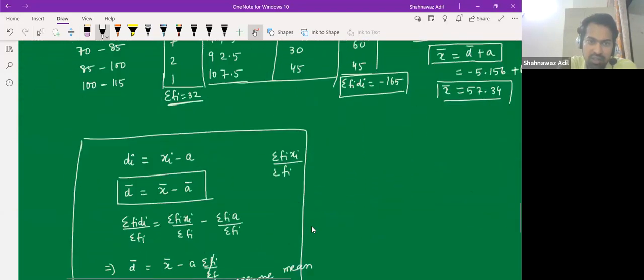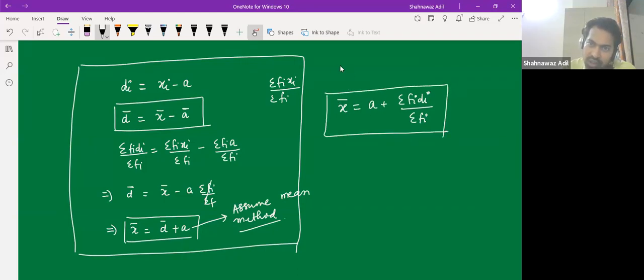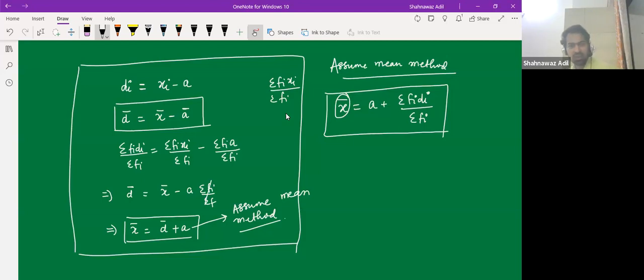So this is a simple derivation of the assumed mean method, and ultimately you write the mean as a plus summation of fi di divided by summation of fi. So this is what we call the assumed mean method. This is the mean that we wanted to calculate. Please note it down, and then we'll understand the next one.